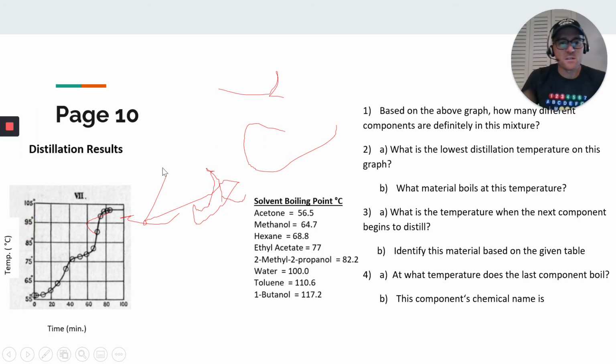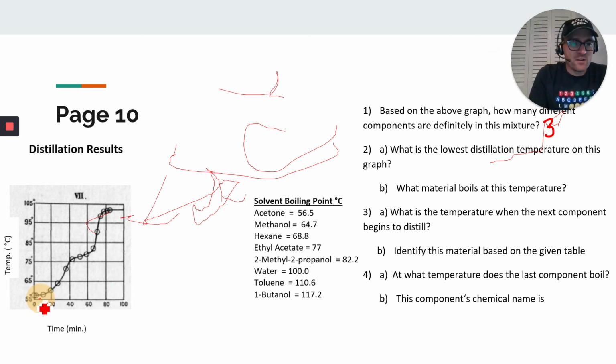The lowest distillation temperature, I would mark as this temperature here. It is maybe about 70 degrees. And I just realized I missed one. Okay, let's backtrack. Let's go with probably three substances present.